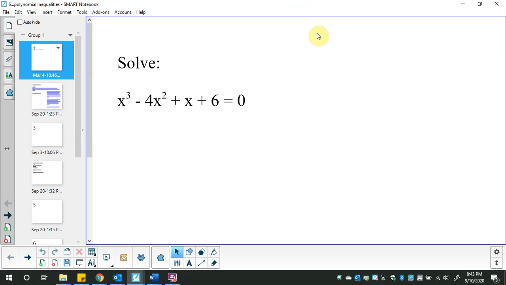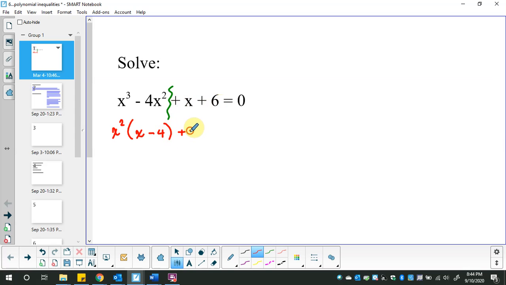Now I want to do something a little crazy to begin with, and that is I want to test the old Wayne Gretzky lightning bolt method. So if I try this, I can take an x squared out of the first two terms, leaving me with x minus 4. And I can't take anything out of these two terms, so I'm going to take out a positive 1, leaving behind positive x, and 6 divided by 1 is 6, equals 0.